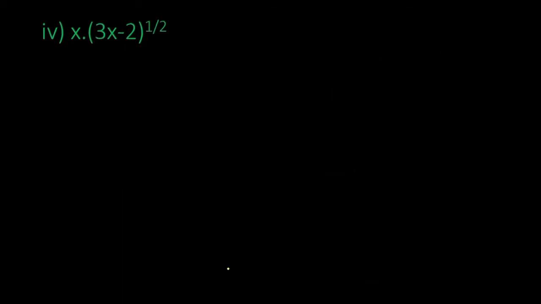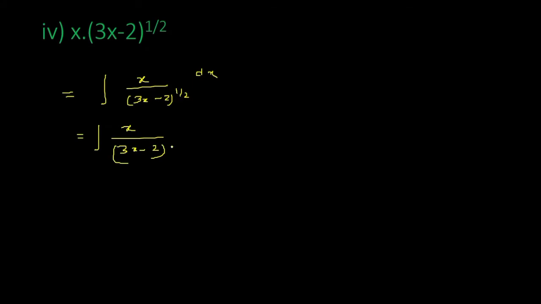Now for the next one, you can pause the video and try this. This integration can be done in a similar process, that is x by 3x minus 2 whole to the power half dx. Now we have to take 3x minus 2 equals z here. So here let 3x minus 2 equals z.